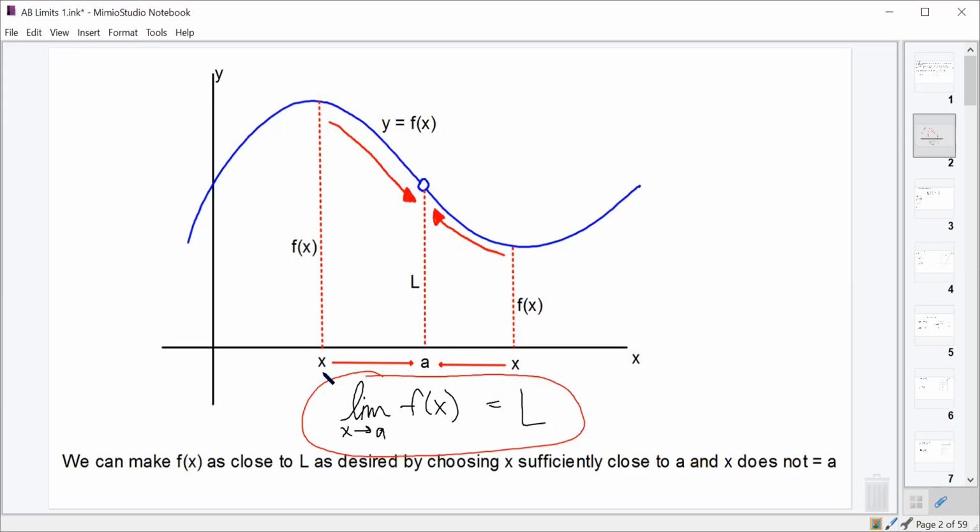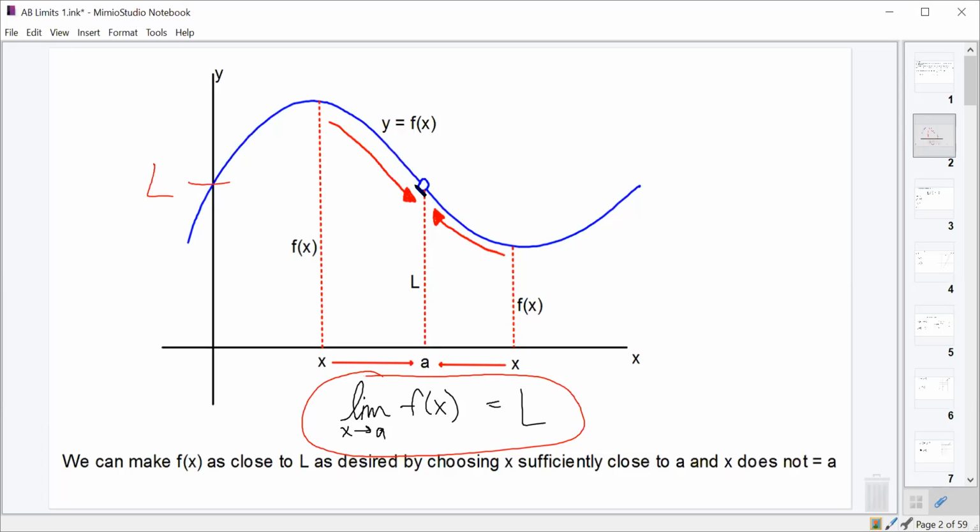So what that means is that as my x values get very, very close to a, my y values get very, very close to L. That's all that means. Okay? That's literally all that it means. As x gets close to a, f of x gets close to L.